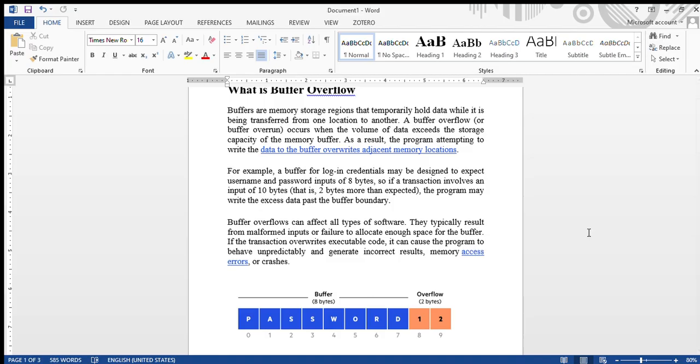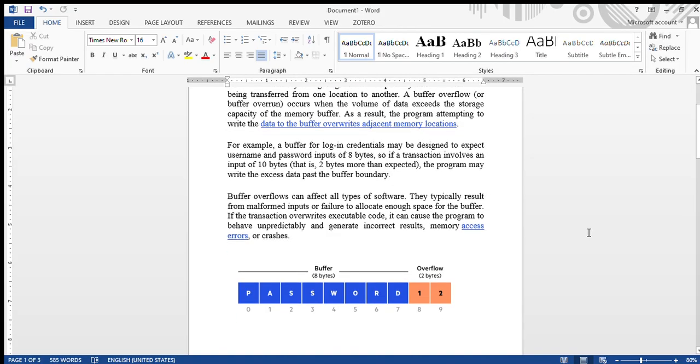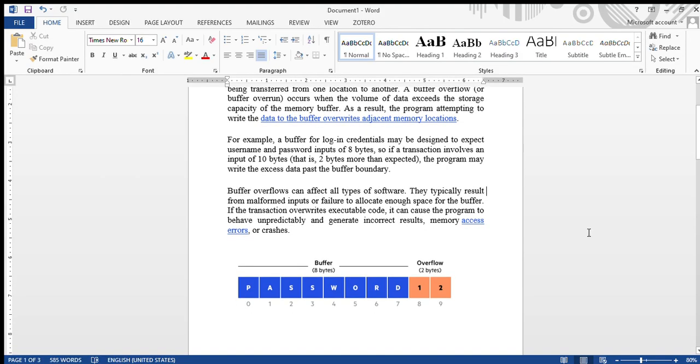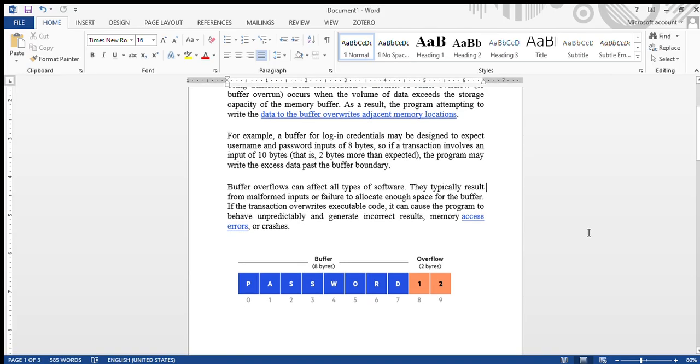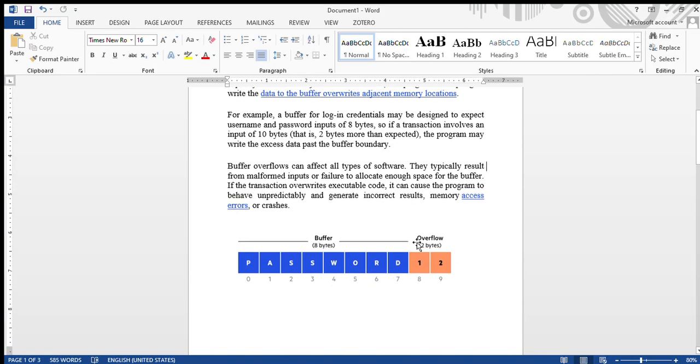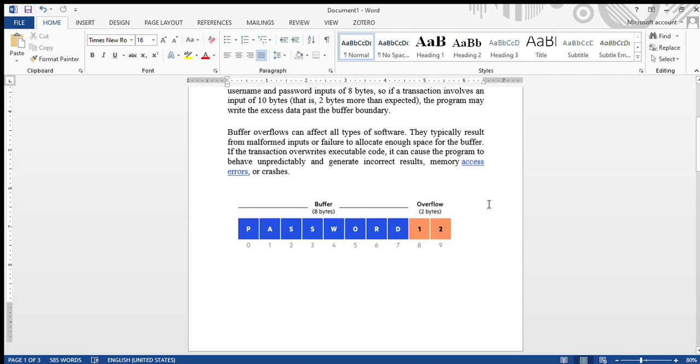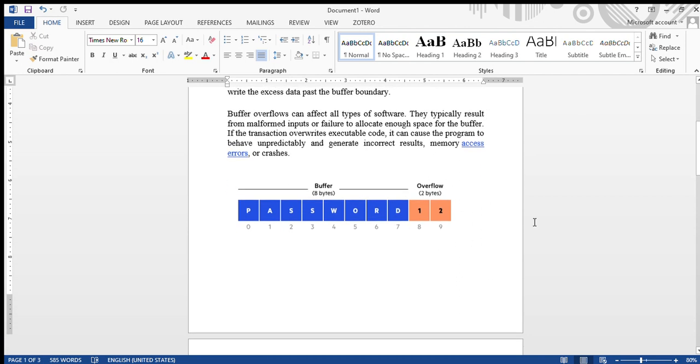This leads to excess memory use and loss of data. Buffer overflow can affect all types of software. They typically result from malformed inputs or failure to allocate enough space for the buffer. If the transaction overwrites executable code, it can cause the program to behave unexpectedly and generate incorrect results, memory access errors, or crashes. So due to these overflow attacks, the program generates incorrect results, memory errors or crashes.